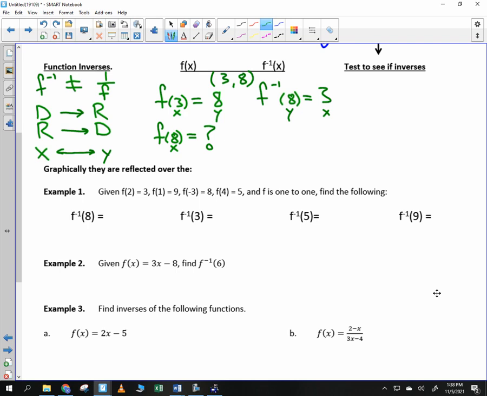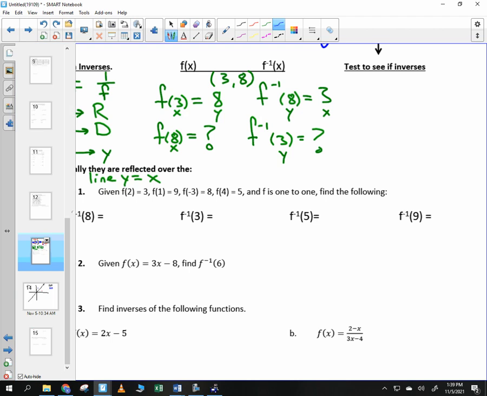So suppose I had f inverse of 3. Do you have any spot where you have a y value of 3? No. So we don't know that value at all. You can have a graphical representation. Graphically, they are reflected over the line y equals x. And this will be really cool. I'm going to show you a graph here.